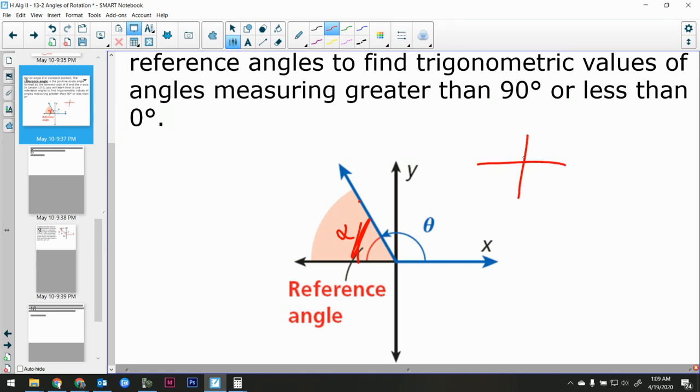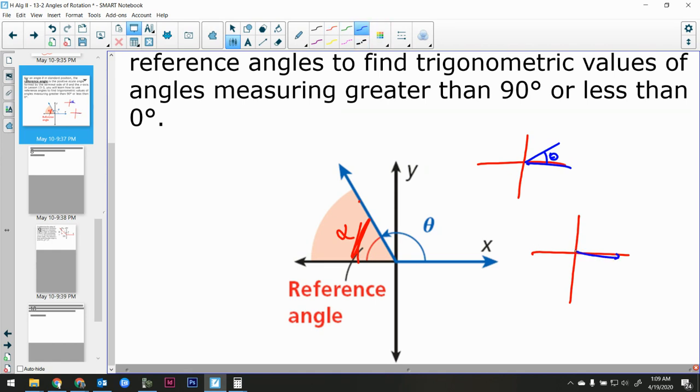If my angle falls in the first quadrant, my theta is actually my reference angle, right? Because this is the acute angle. It's always acute and it's always positive. This is the angle that ends up being my reference angle. Okay. Say it lands in the third quadrant. Say here is my theta, right?